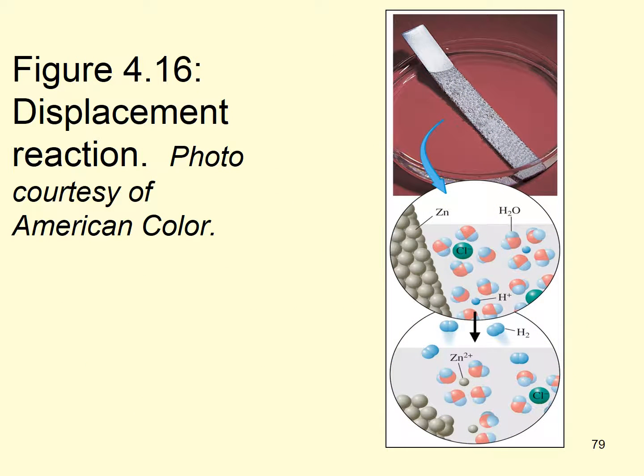So this just shows a picture of this single displacement reaction. You start out with zinc metal, and then you've got hydrochloric acid dissolved. So the hydrogen is the little blue dot that's dissolved hydrogen ion. And then after the reaction, the zinc has gone into solution and formed an ion, and the hydrogen has become hydrogen gas and escaped from the bowl.